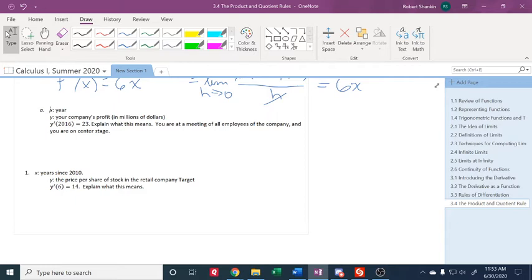You're at a meeting of all employees of the company and you're on center stage. You need to give a nice quick description that isn't too technical, because you'll have people in the crowd who don't know what certain math words mean or anything. As simple as possible. So in your groups, come out with your best explanation of what this means.